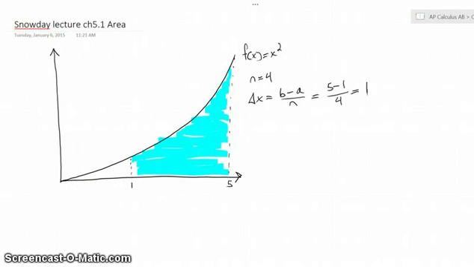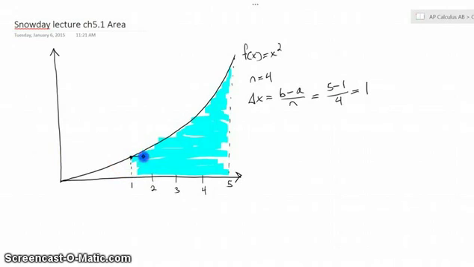So if we want to write out the area, remember that what we're going to do is we're going to split this up. So we'll have this be 2, 3, 4, and 5. We'll have to pick a method. Usually in the book it'll be specified. So let's pick the left endpoint method.